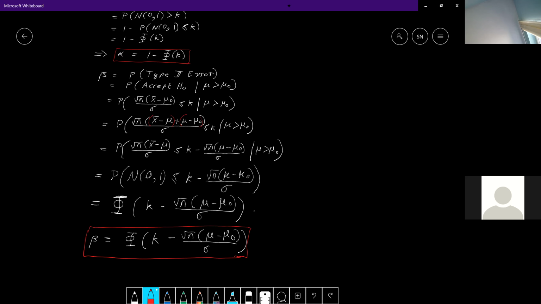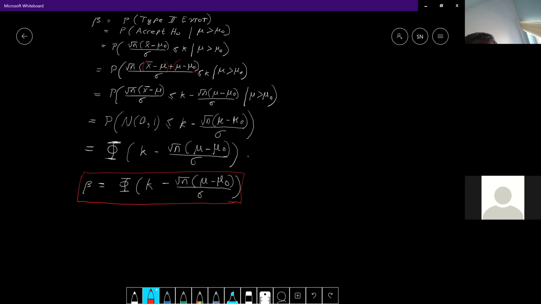So example 5. Okay, so this is example 5, or the next one. All the examples I'm doing so far are on one sample testing of hypothesis. Next week we will talk about two sample testing of hypothesis.